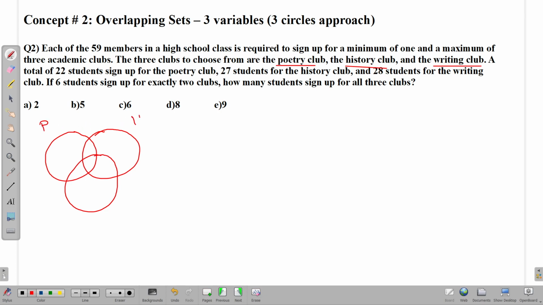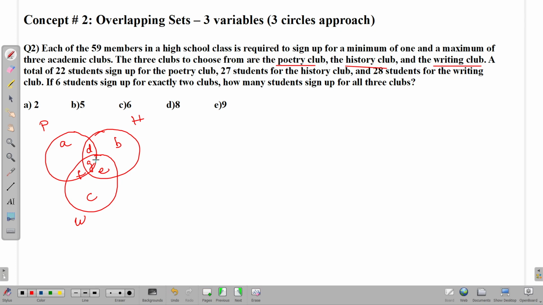Poetry, history, and writing. Okay. So A, B, C, D, E, F, and G. Keep this: A, B, C, D, E, F, and G. G is all three. Okay.